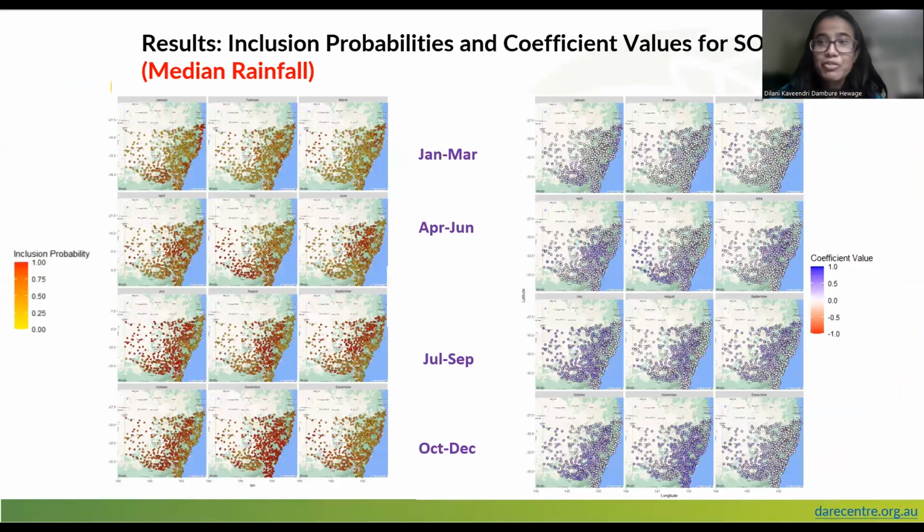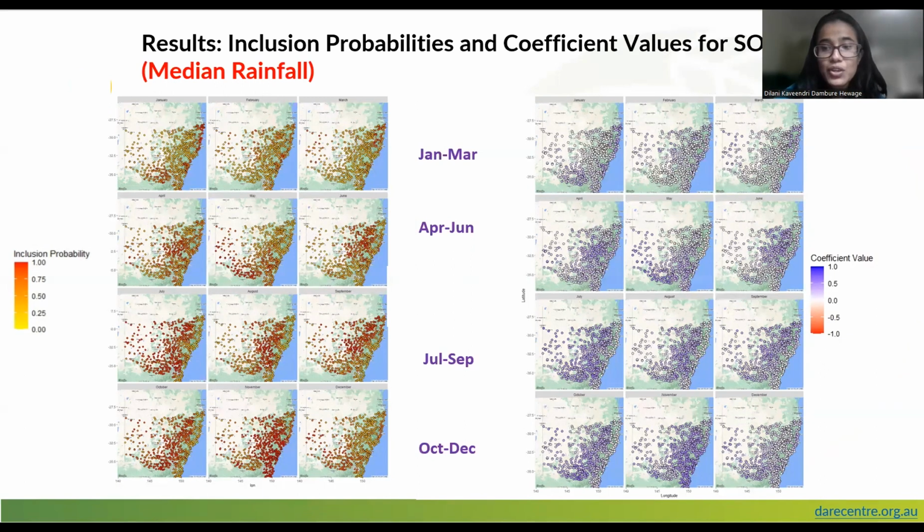When talking about a few results, the latest results, the left half shows the impact of SOI on the rainfall for locations we selected for NSW, which is known as the inclusion probability. And the right half shows the size of the impact of SOI, or the coefficient values, for all 12 months.